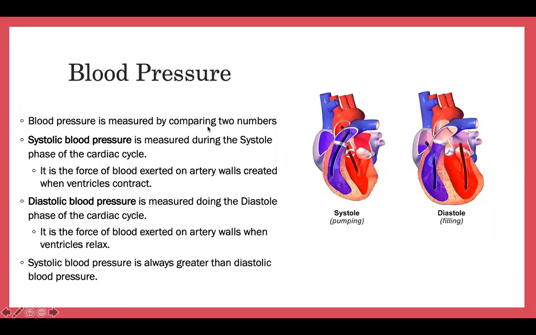Your blood pressure is measured by comparing 2 numbers. It's a ratio. Your systolic blood pressure is measured during the systole phase of the cardiac cycle. It's the force of blood exerted on artery walls created when ventricles contract. So your heart is going to pump blood out, and that pressure exerted against the walls of the artery is systolic blood pressure. Then the diastolic blood pressure, which is measured during the diastole phase, is the force of blood exerted on artery walls when ventricles relax. So as the heart is filling with blood, pressure is going to be lower than when it's being forced out of the heart.